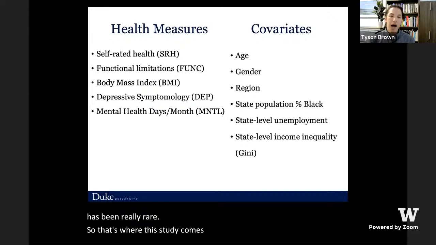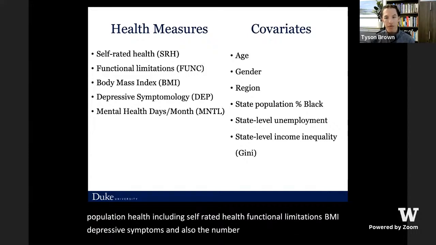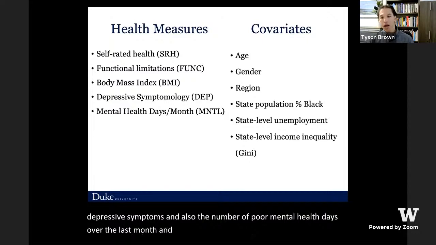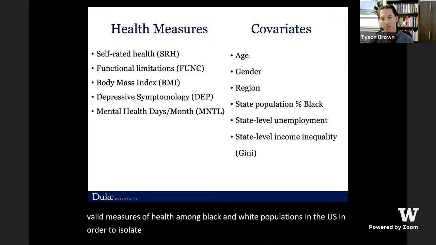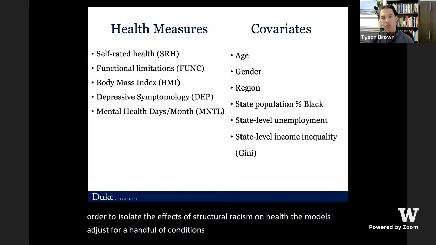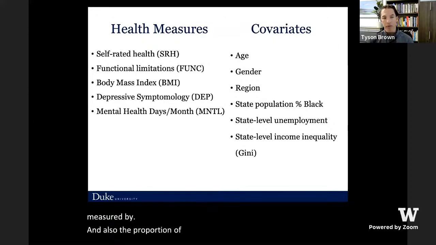We use 5 common measures of population health, including self-rated health, functional limitations, BMI, depressive symptoms, and also the number of poor mental health days over the last month. And all of these have been shown to be reliable and valid measures of health among Black and white populations in the US. In order to isolate the effects of structural racism on health, the models adjust for a handful of conditions, including age, gender, region, as well as state level unemployment rates, state level income inequality as measured by Gini, and also the proportion of the state that is Black.